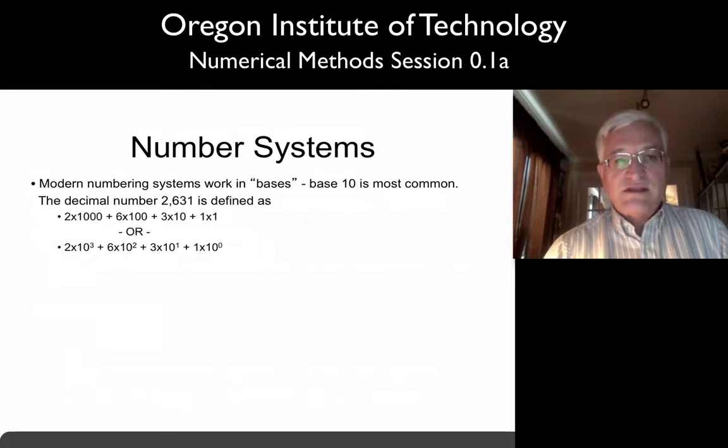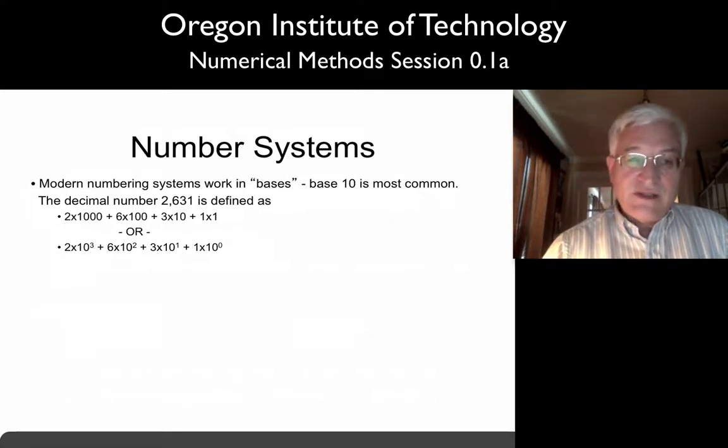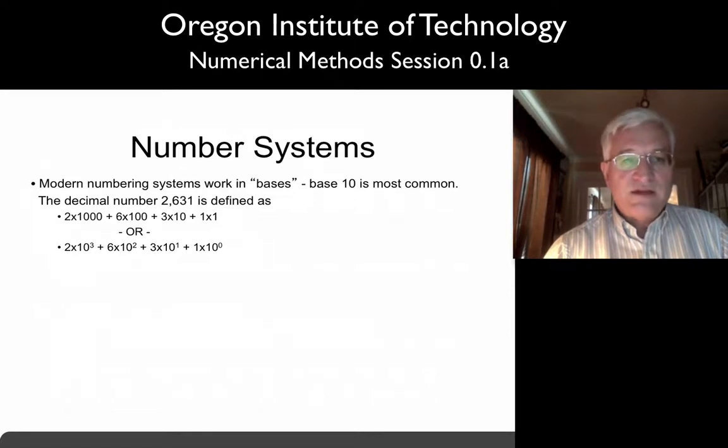But nevertheless, this is how we do it. If you want to take some whole number, that we are now going to call a decimal number, and you want to express it in terms of these groupings, we would say, for example, that 2,631 is nothing more than 2 groups of 1,000 plus 6 groups of 100 plus 3 groups of 10 plus 1 group of 1. Or, more conveniently, as we'll see later, we could say it's 2 times 10 cubed plus 6 times 10 squared plus 3 times 10 to the first plus 1 times 10 to the 0.